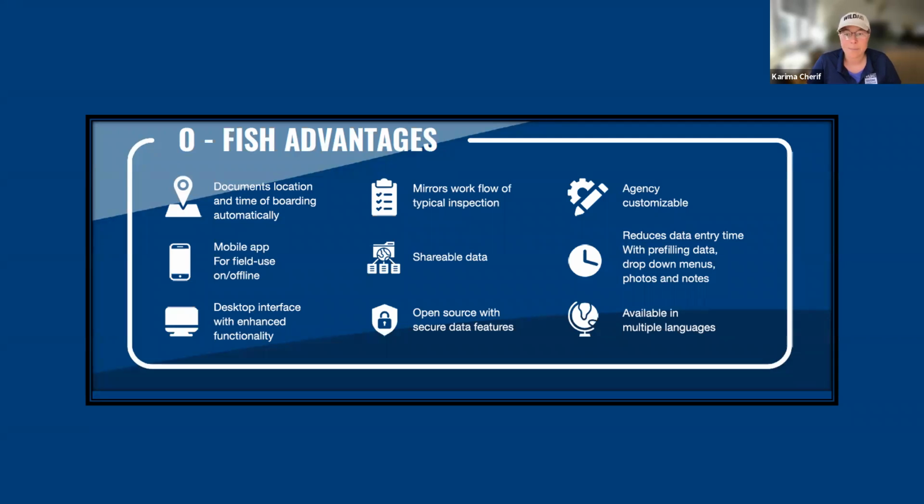The OFISH app offers a desktop interface with enhanced reporting functionality. The data can be shared with multiple agencies while ensuring that the data shared is read-only and cannot be modified by another agency. OFISH reduces data entry time with pre-filling drop-down menus and allows you to put in photos and notes. OFISH is also available in multiple languages, and you can change the languages in your settings on the phone.